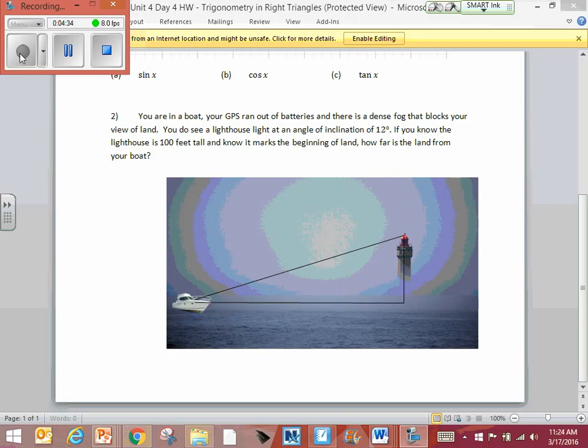If you know the lighthouse is 100 feet tall, this is how tall the lighthouse is, 100 feet. We're going to put 100 here. And the lighthouse marks the beginning of land. In other words, the land is here. It's not coming out here, so you're not going to crash. How far is the land from your boat?